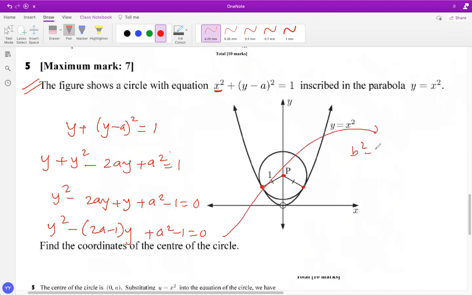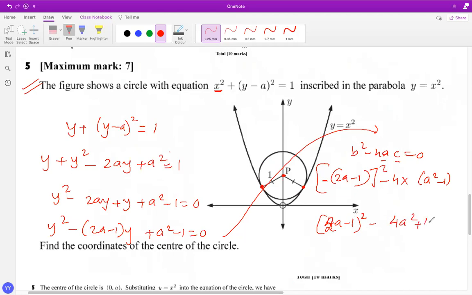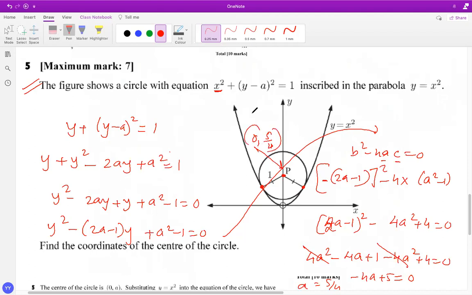Now you do the same thing: discriminant equals 0. You get (2a minus 1) the whole square, and I'm not worrying about the minus sign because if you square it, it becomes plus, minus 4 times a squared minus 1. Here a is 1 and c is a squared minus 1. If you open this up, you get 4a squared minus 4a plus 1 minus 4a squared plus 4 equals 0. The 4a squared terms cancel. We get negative 4a plus 5 equals 0, and you get a as 5 over 4, same as the earlier answer. So this is 0 comma 5 over 4, that's the center of the circle.